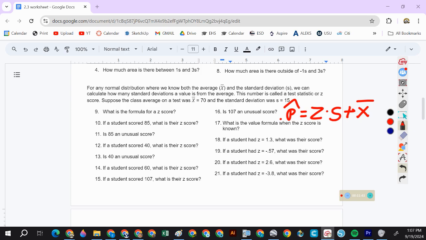Now, what does that formula actually do? Let's look at number 14. If you scored 60, it's in the right spot. I was wrong.